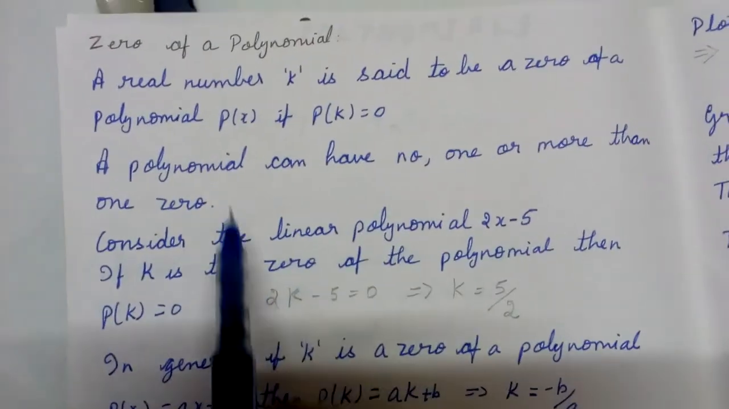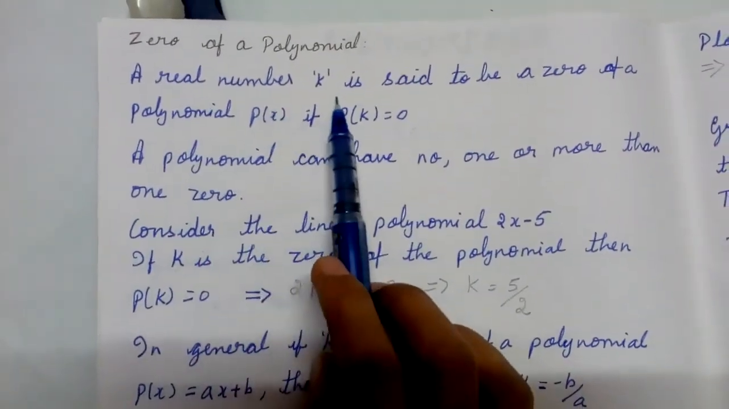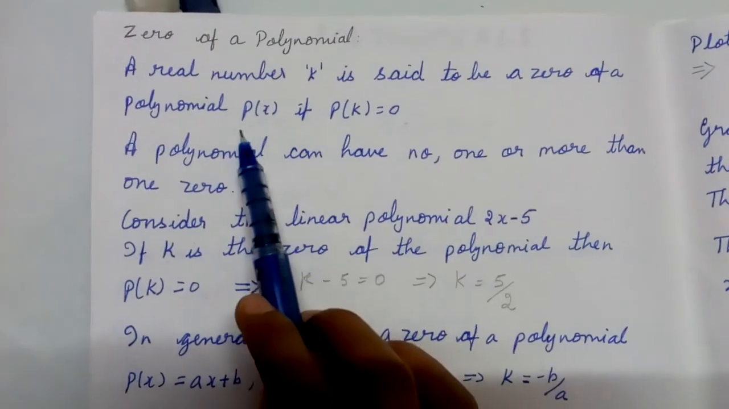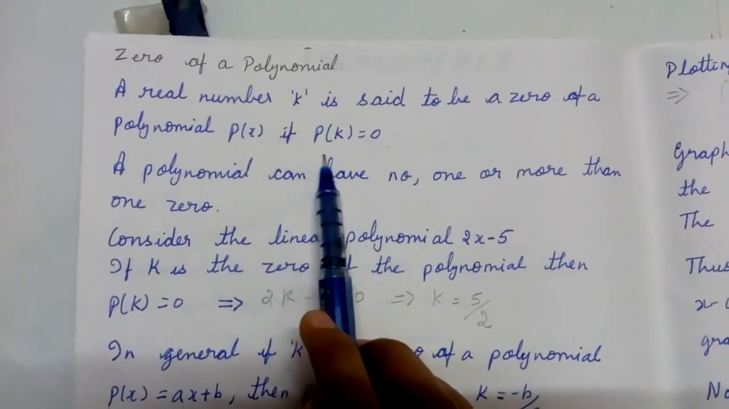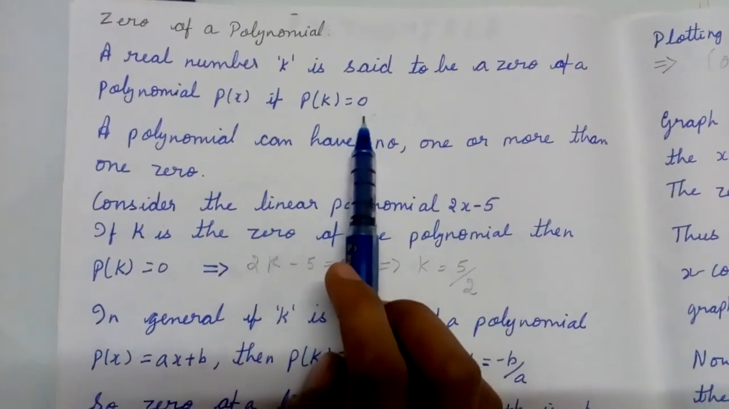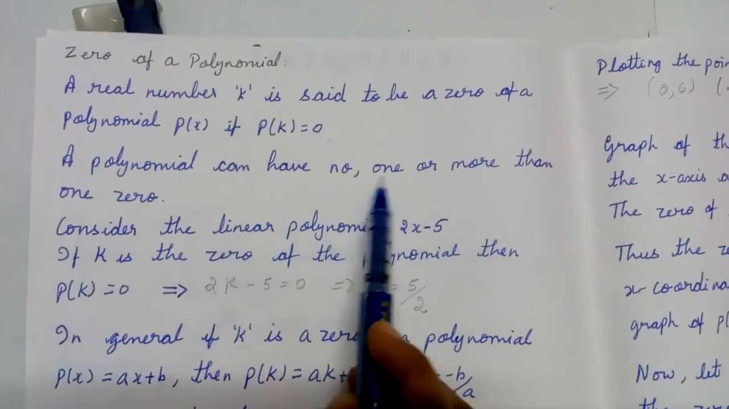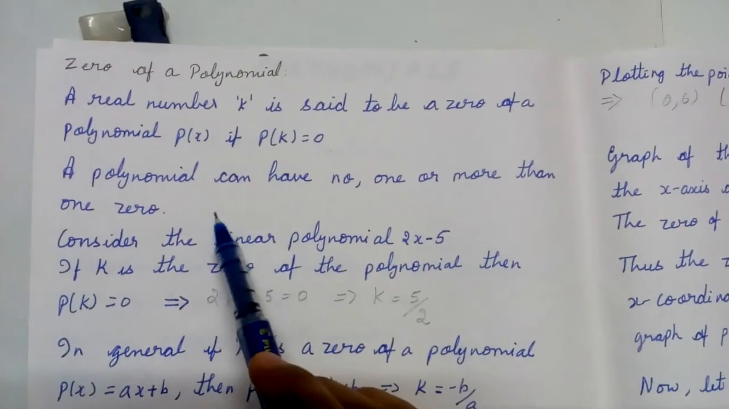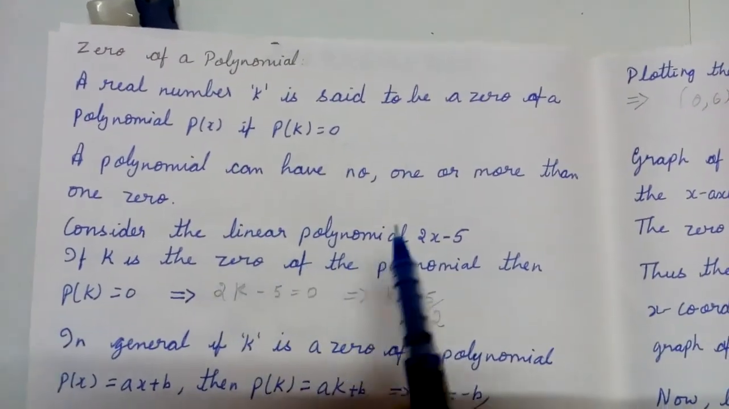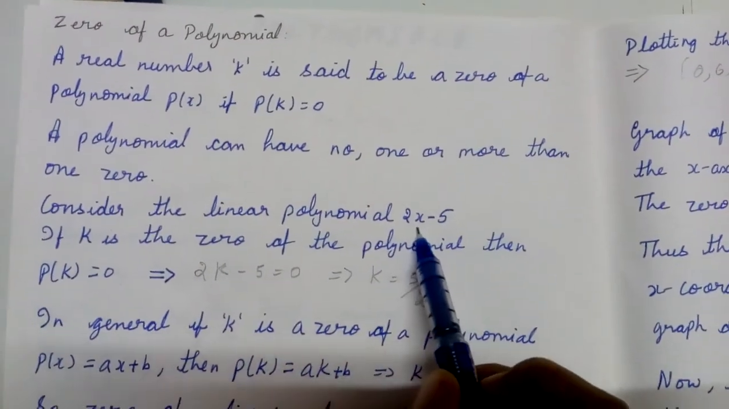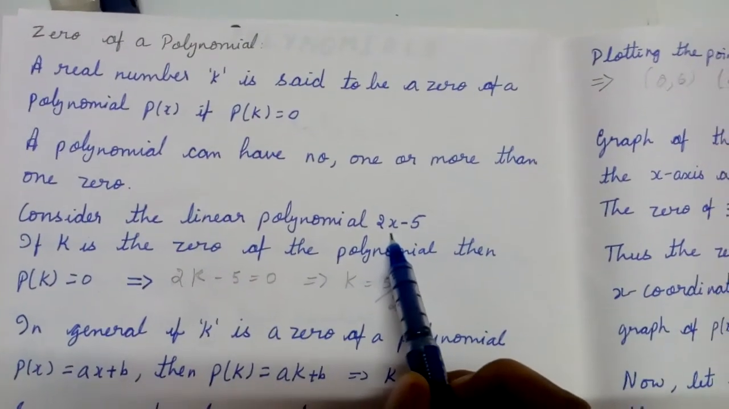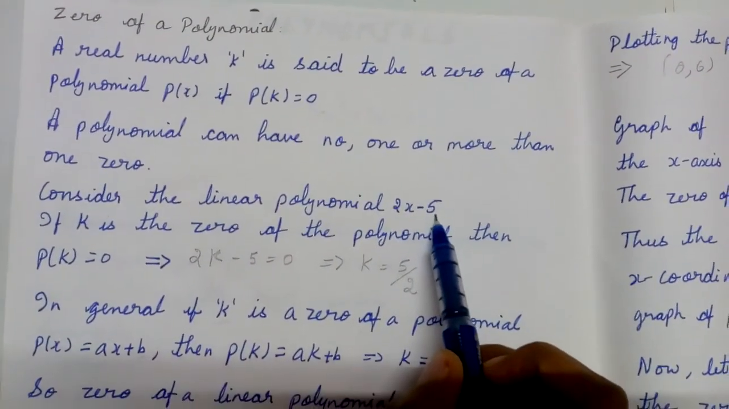Zero of a polynomial. So a real number k is said to be the zero of a polynomial p of x if p of k is equal to 0. A polynomial can have no zero, 1 zero or more than 1 zero. Now let us consider a linear polynomial. What do you mean by linear? A polynomial whose degree is 1 is a linear polynomial.